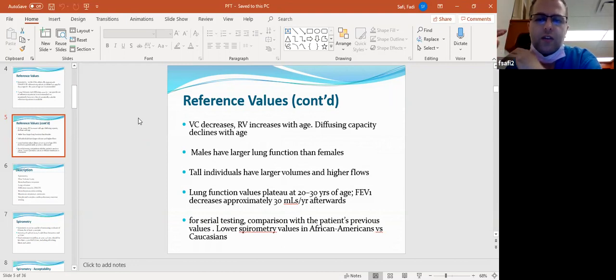So at age 30, if your normal FEV1 is 3.5 liters, at age 50 to 60 your FEV1 will become around 2.5 liters. So remember that as well.